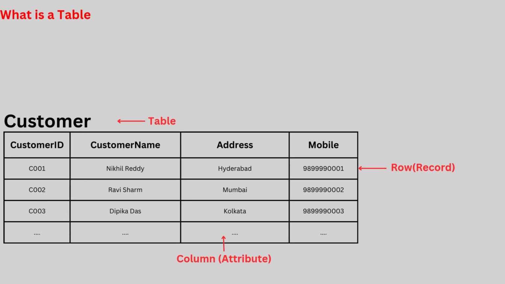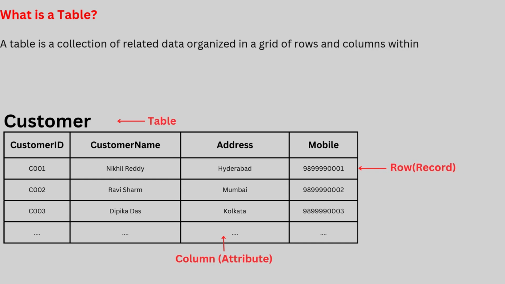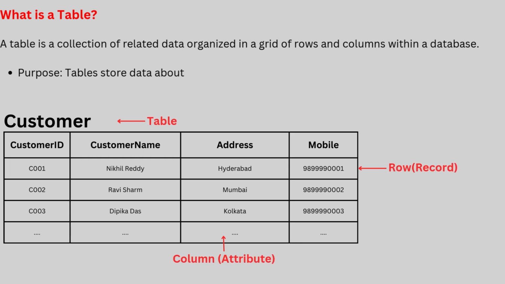What is a table? A table is a collection of related data organized in a grid of rows and columns within a database. Purpose: tables store data about a specific entity, example, customers, employees, products.